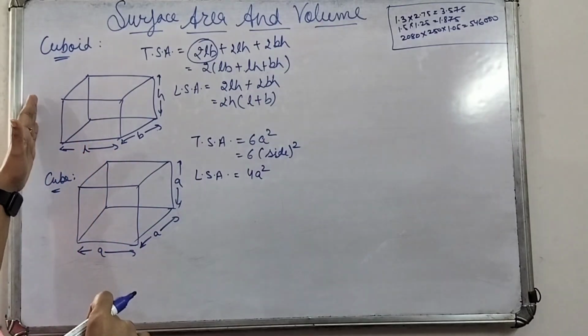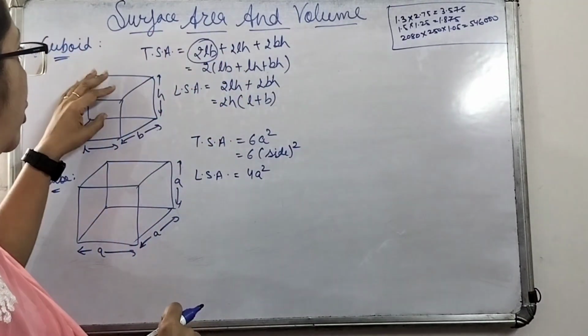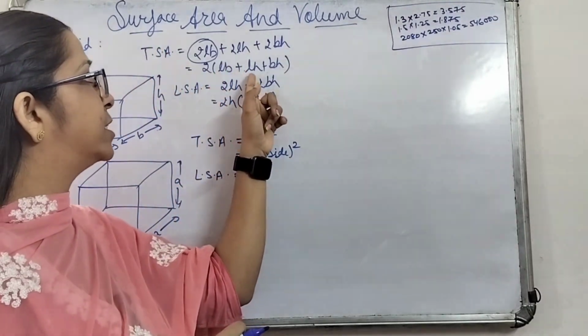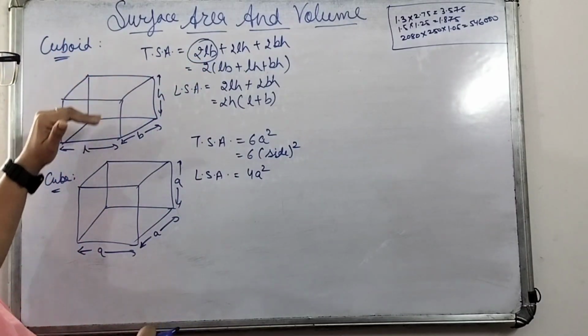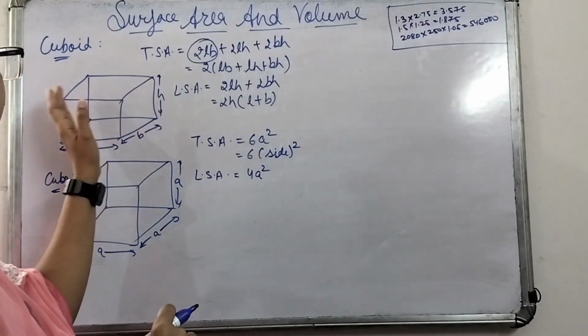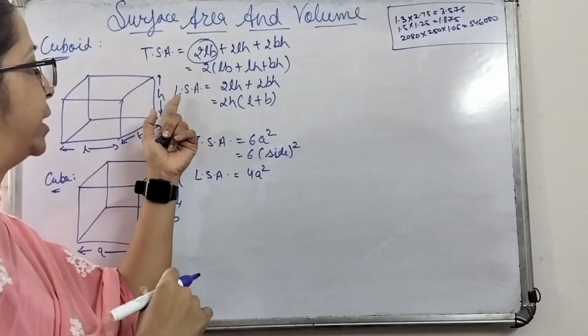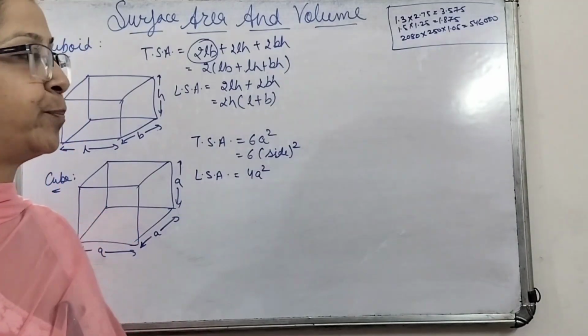So till now it is clear that the cuboid's total surface area, when we are considering all the 6 faces, will be 2 into (LB + LH + BH). And if we remove the topmost and the bottommost faces, then we consider only four faces, and the area of that is the lateral surface area, given by 2 into H(L + B).